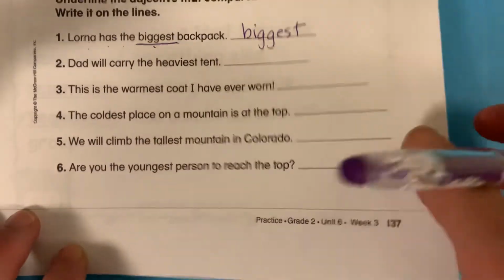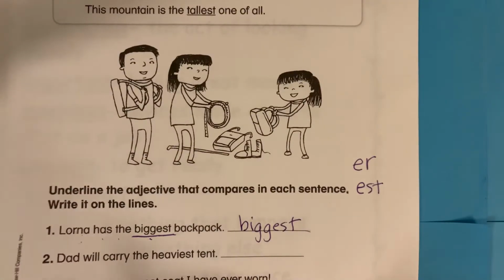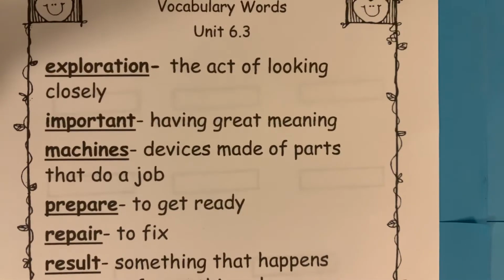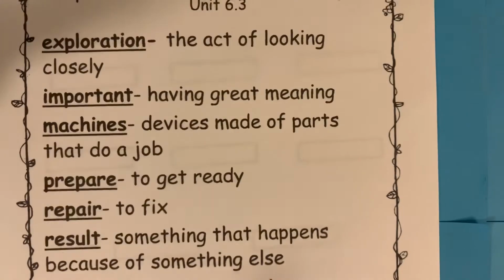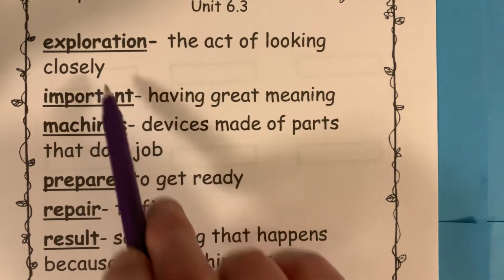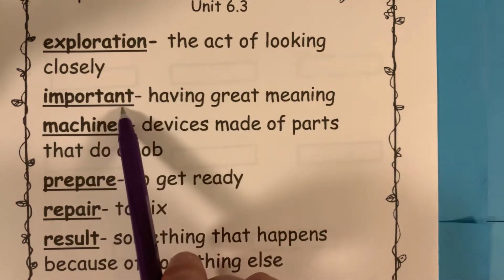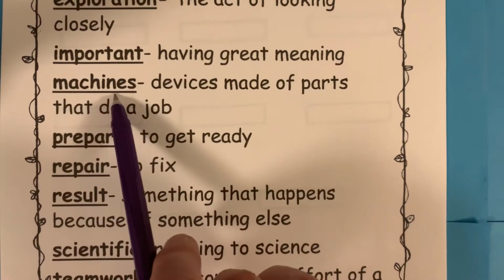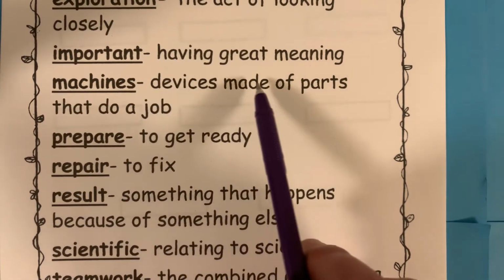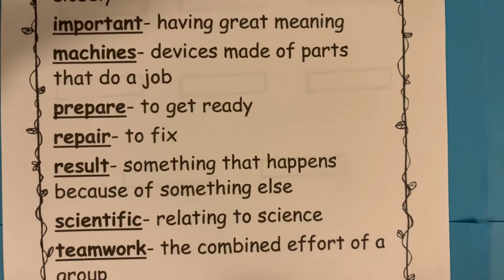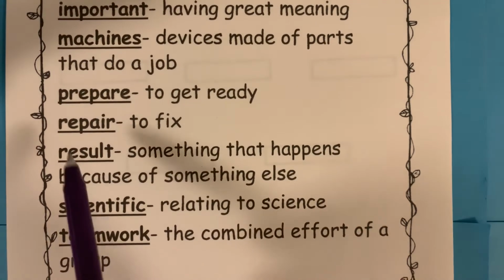So do that. And then these are your vocabulary words again, the words for this week, for this week's stories. Exploration, the act of looking closely and exploring. Important, having great meaning. It's important to you. It means a lot to you. Machines, devices made of parts that do a job. Yesterday, remember, you had pictures that were included with these. And today's the day you get to draw pictures of your own.